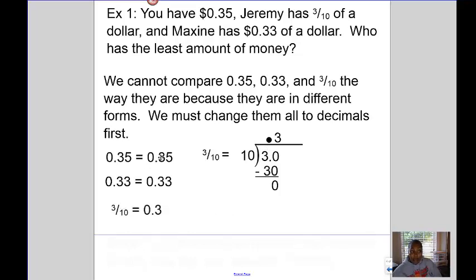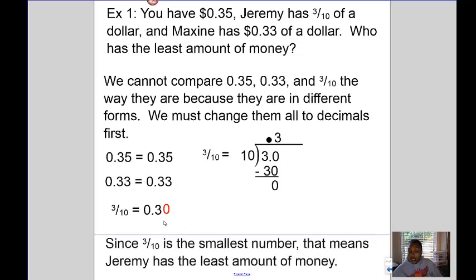So now I want to compare them. But in order for me to make the most fair comparison, I need all the numbers to go out to dollars and cents. So this is not 3 cents. This is actually 30 cents. So now I'm comparing 35 cents to 33 cents to 30 cents. Well, since 3/10 is the smallest number, that means that Jeremy has the least amount of money. And do you see how much easier it was to make that comparison once they were all in the same form?